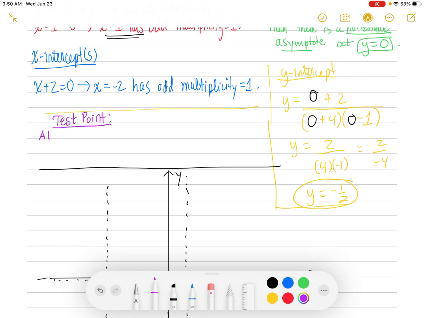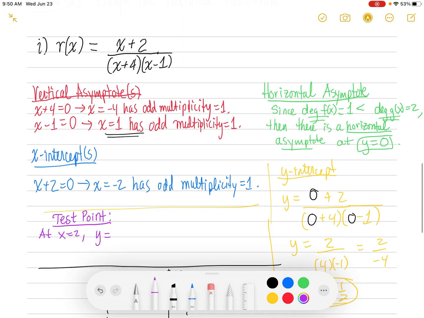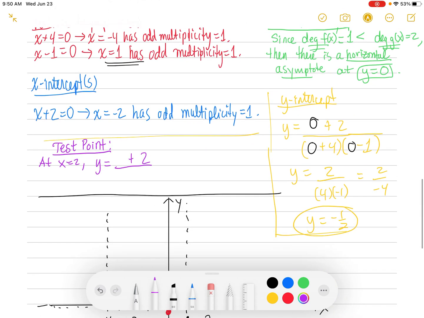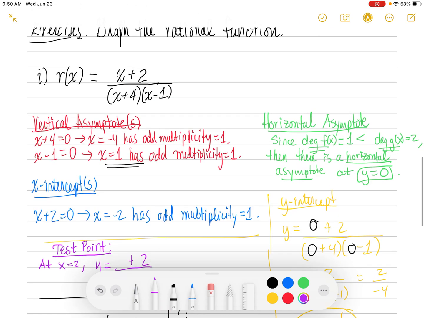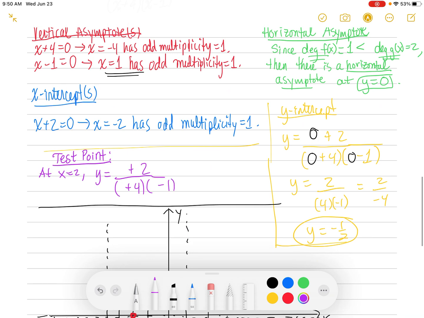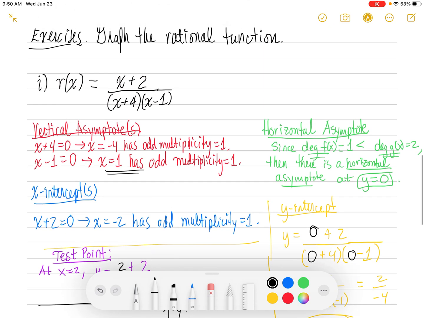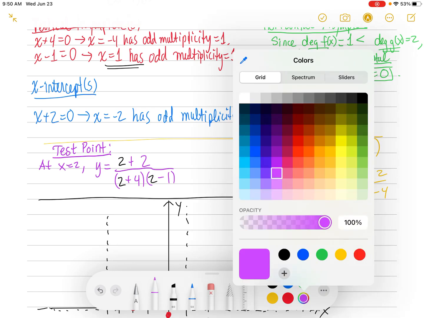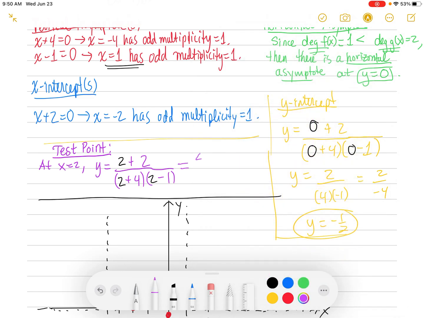So taking a test point, I'm going to pick x to be 2, and I want to see what my y value is. I'm going to take 2 and plug it into my function. On top, I'm going to have 2 plus 2, and on bottom, 2 plus 4 times 2 minus 1. Let me actually plug in the 2: 2 plus 2, 2 plus 4, 2 minus 1. So we plugged in 2 for all the x's. Now let's calculate this.